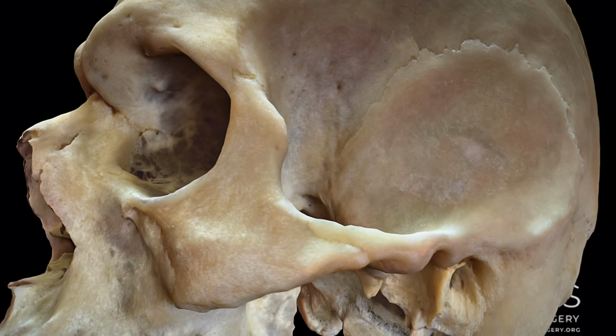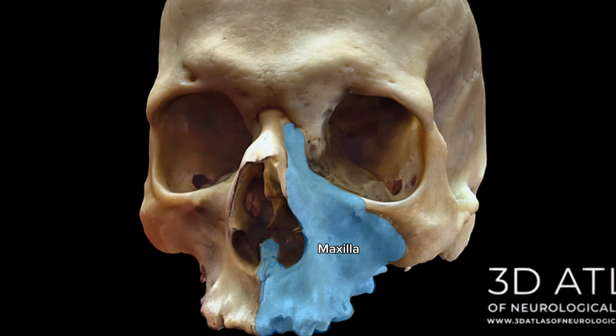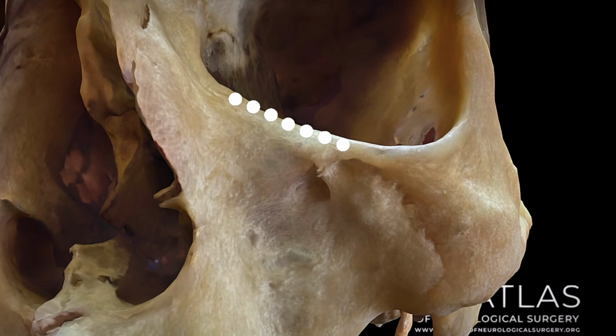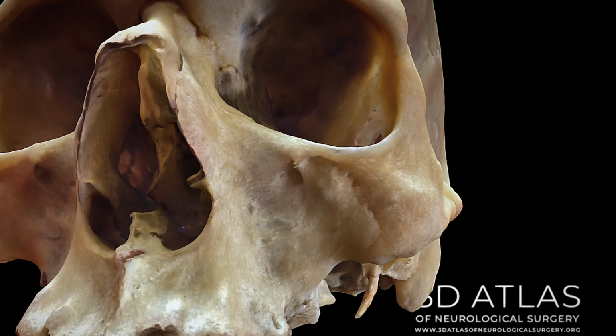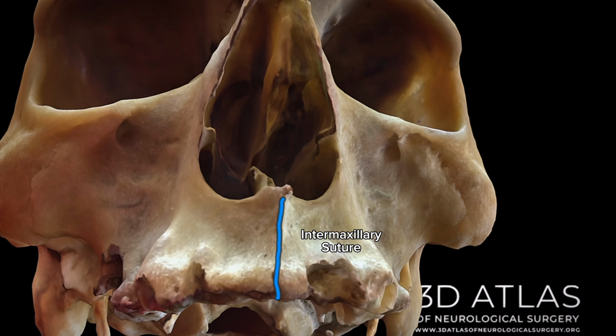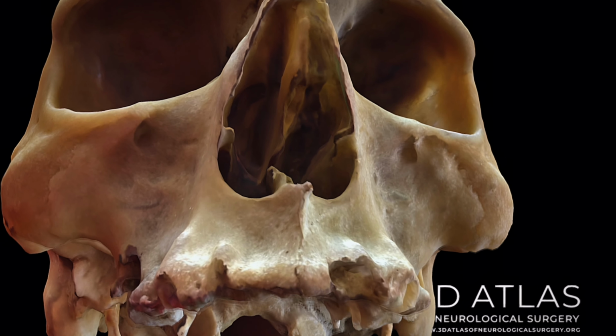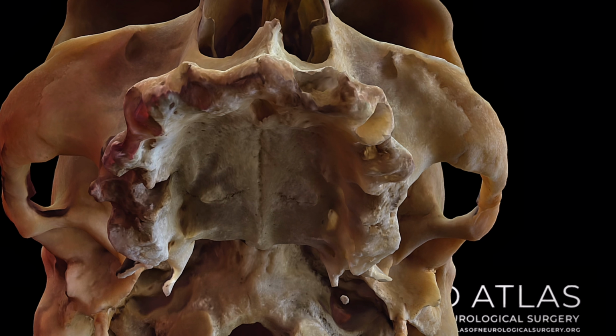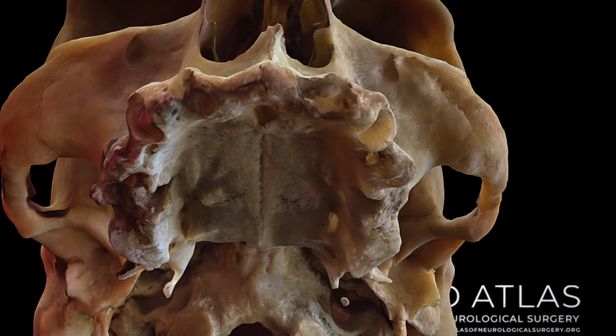Inferior to the orbits lie the maxillae, which constitute the central portion of the facial skeleton. The maxilla presents the infraorbital margin above and is marked below this margin by the infraorbital foramen, commonly seen in this anterior view. The maxillae meet each other in the midline at the intermaxillary suture, although its full course is more readily observed from inferior aspects.